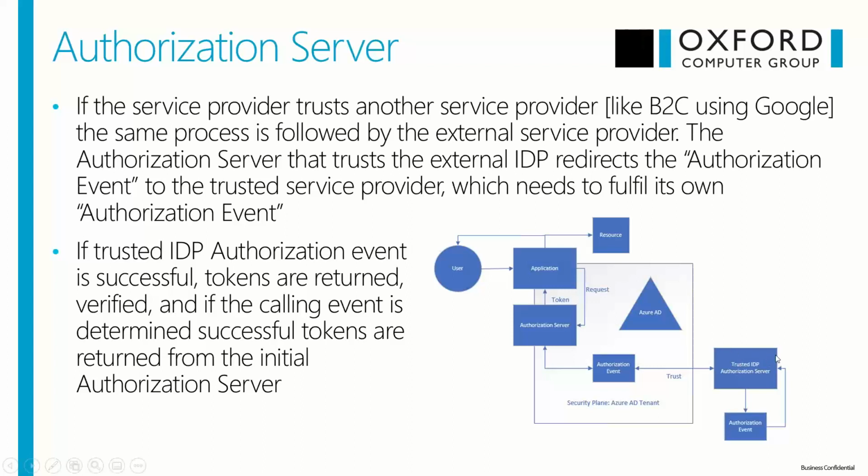So the same process happens. There has to be an authorization event of some kind on this other system. And then tokens are brought back if that's successful. And the authorization event then determines if that's a good token or not, if that's allowed. And if it is, then it gives back its own tokens to the application via the authorization server here.